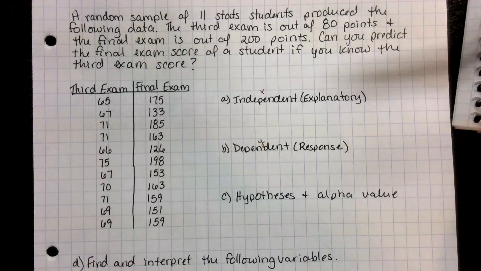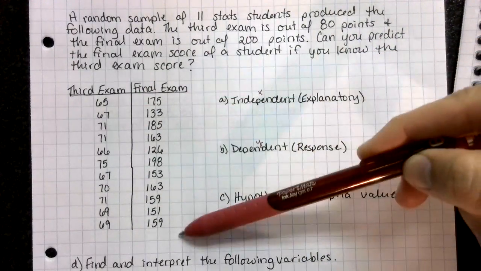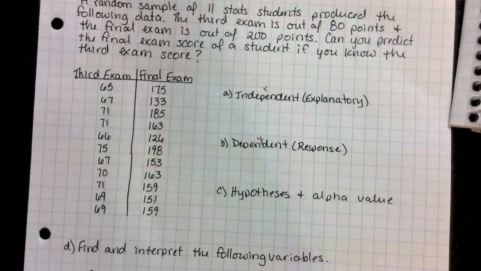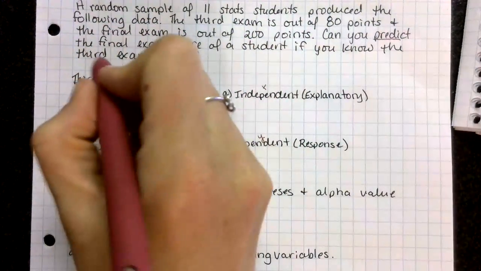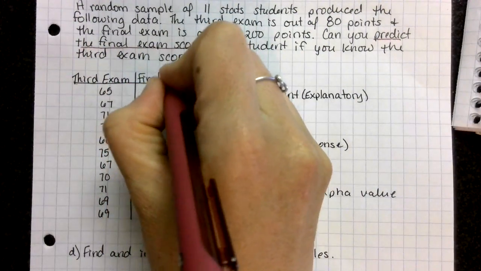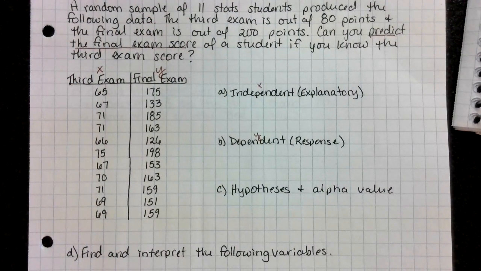So what we're looking at here is test data from 11 stat students, and it gives the score that they got on their third exam, which was out of 80 points, and then the score they got on a final exam out of 200 points. It wants to know, can we accurately predict a final exam score of a student if we know their third exam score? Because we are trying to predict the final exam score, that means it is the dependent or the response variable. So the third exam is going to be our independent.